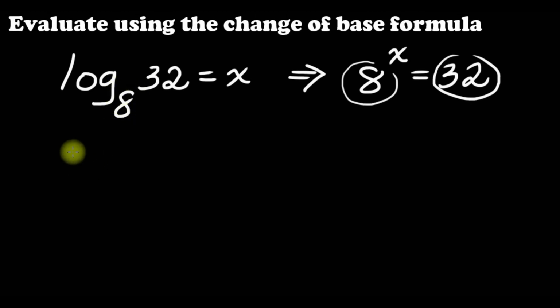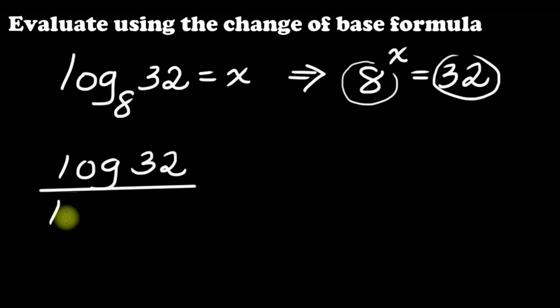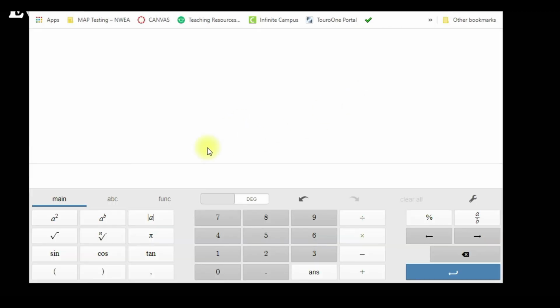Okay, so to evaluate this, you would have log base 10 of 32, so the 32 is the a, so that goes up top. Okay, and then divide by log 8. Okay, and then you punch it into the calculator. So I'm going to bring up a calculator to show you how to do it. Okay, so here is a calculator that you can get online. It's Desmos, desmos.com. Okay, so you can get this calculator online. Here we're looking to evaluate log 32 all over log 8.